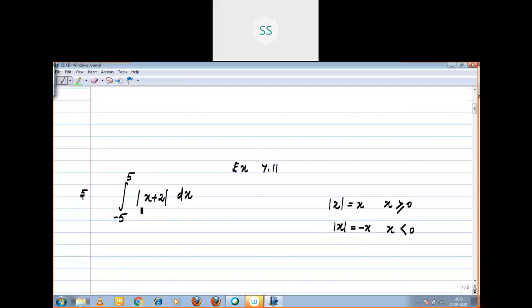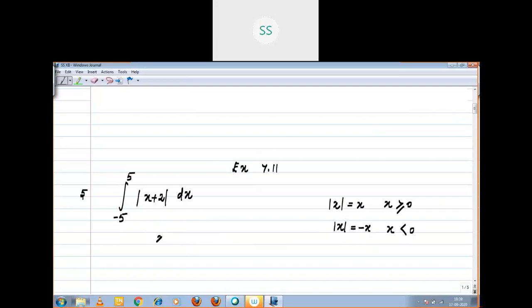I am moving my cursor. Did you notice it, children? That integrand I'm going to write in the simplest form, right? After that, I'm going to integrate. How to write it in the simplest form? The same concept I'm going to use here.